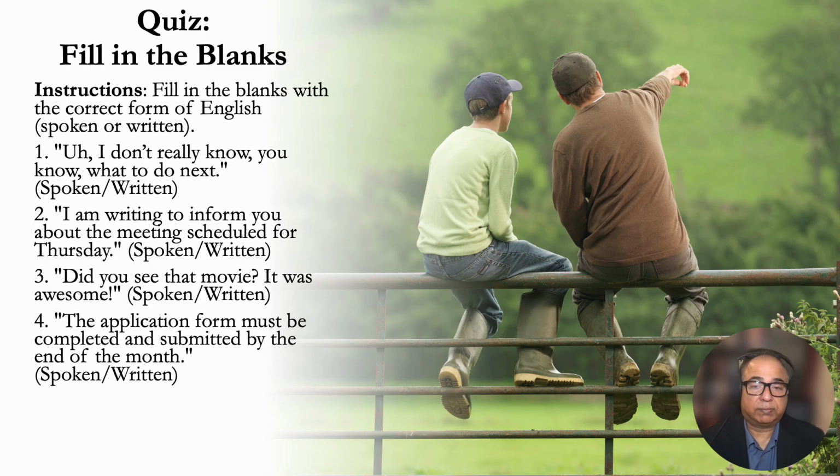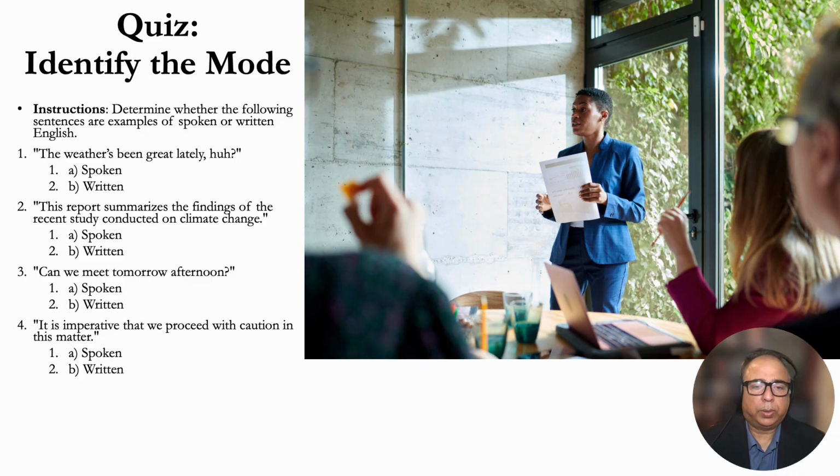If you have gotten this far, you must have learned, by now, the conventions of each form of English, spoken and written. All right, shall we go over the answers? 1 is spoken, 2 is written, 3 is spoken, 4 is written. Okay. All right, one last quiz.